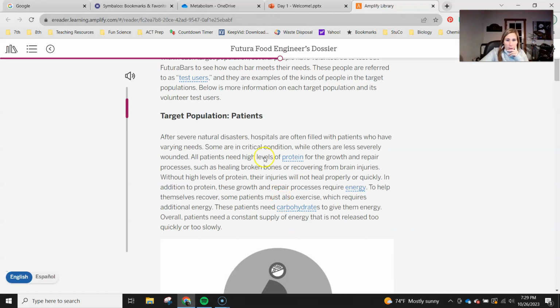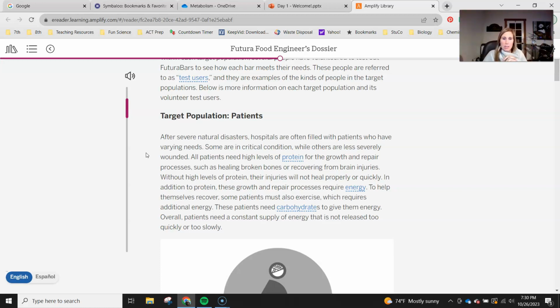So in the article, if I go down to my target population, which is patients: after severe natural disasters, hospitals are often filled with patients who have varying needs. Some are in critical conditions, while others are less severely wounded. All patients need high levels of protein for the growth and repair processes. So, I mean, these are injured people. They have a lot of repair to do. Okay, such as healing broken bones or recovering from brain injuries. Without high levels of protein, their injuries will not heal properly or quickly.